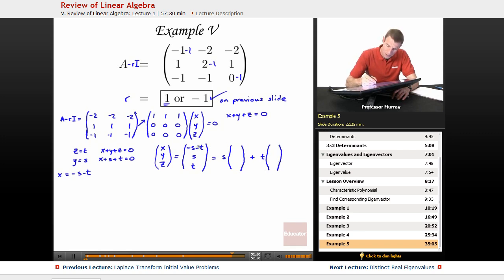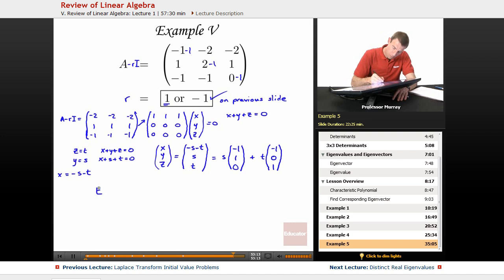Now my s, I see the coefficients of s are negative 1, 1, and 0. And the coefficients of t here are negative 1, and there's no t in the middle, so 0, and then there's a 1t at the bottom. So the vectors that I get are s times negative 1, 1, 0, and t times negative 1, 0, 1.